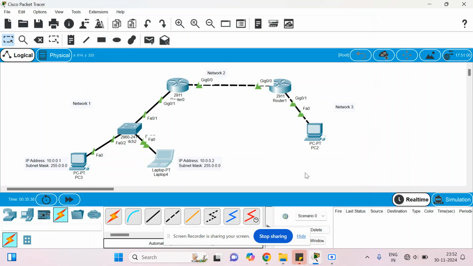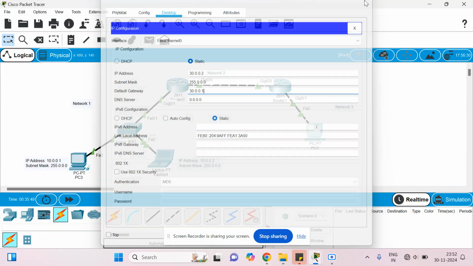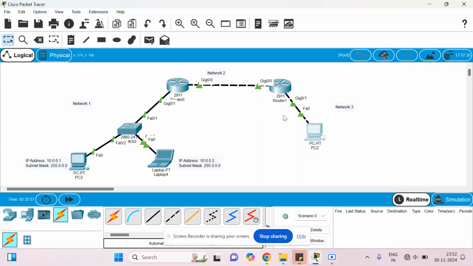Similarly, for the third machine, PC2, the gateway is 30.0.0.1, which is given to the router's gig 0 by 1 interface. IP is given, right? Okay, now IPs are given to all the machines. Next task is we have to configure the RIP, routing information protocol, dynamic routing.